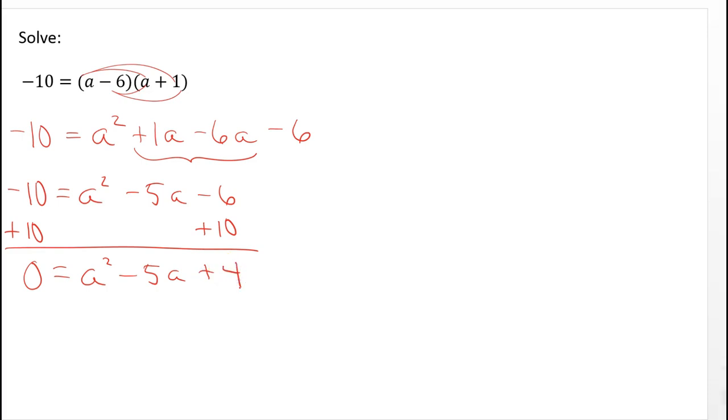Now you've got options, okay? So the question is, do you want to factor this problem, or do you want to use the quadratic formula? Now the good news is the quadratic formula works for every single type of quadratic equation as long as it's in this standard form.